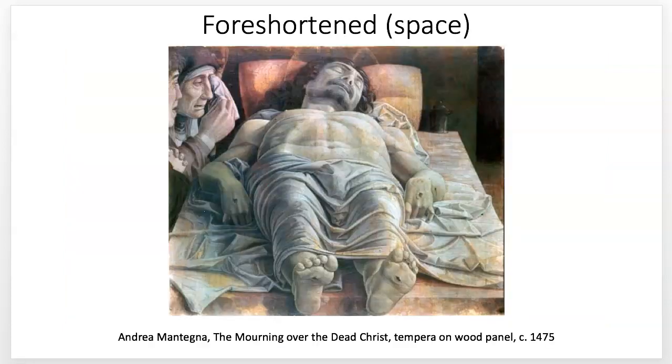Another important thing is foreshortened space. This is an example of that right here. How the object, or in this case, feet of Christ, are moving closer to us. What's happening to them? Can you tell? It's reduction or distortion of parts represented that are not parallel to the picture plane to create a sense of 3D. What does that mean, reduction or distortion of parts represented objects? What is the represented object here? The feet and the hands.